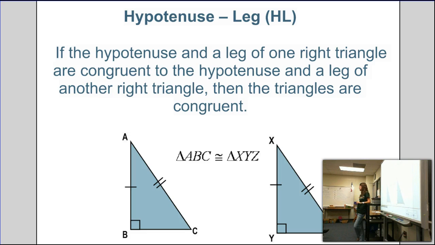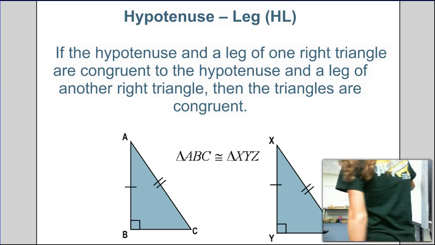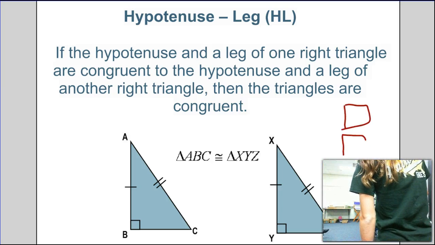We are going to use the donkey postulate, except we're not going to call it ASS, we're going to call it HL, because it only works for right triangles, hypotenuse leg. Why can't we call it ASS? Because it's not. So, to be congruent by hypotenuse leg, you have to have three things.